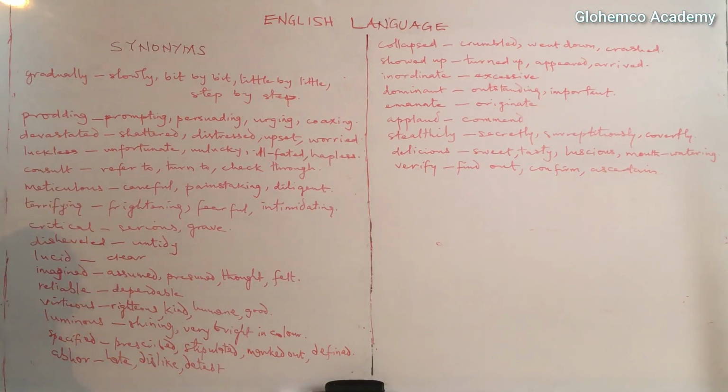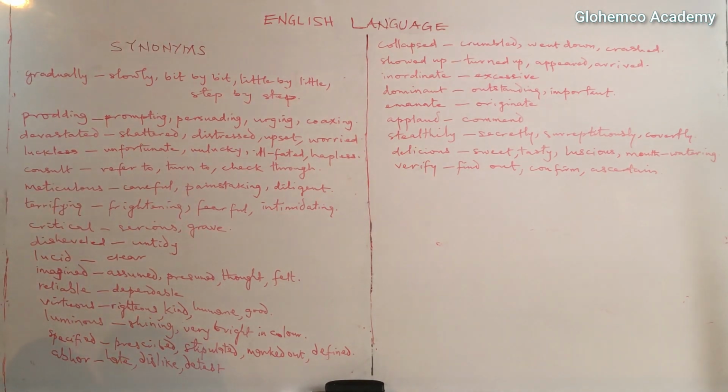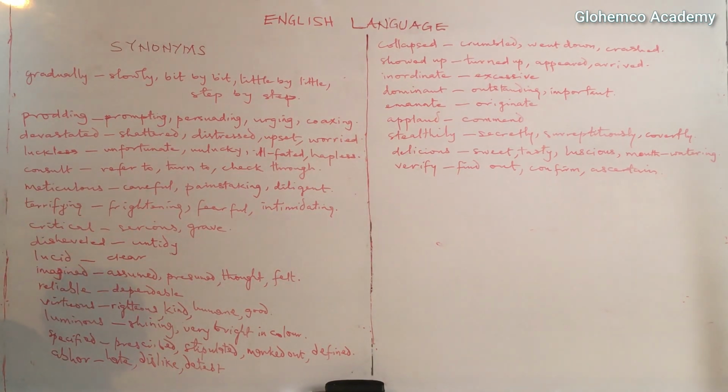Then we have devastated. The death of the man really devastated the man, the girl or the lady: shattered, distressed, upset, and worried. Look at that word, worried. Not war, worried. Barrier number 10 in your test of oral. Alright, we have luckless. Luckless means unfortunate, not unfortunate. Please take note. Unfortunate. So that's luckless. Unlucky, ill-fated, hapless. Then we have consult. When you consult, you refer to, you turn to, you check through.